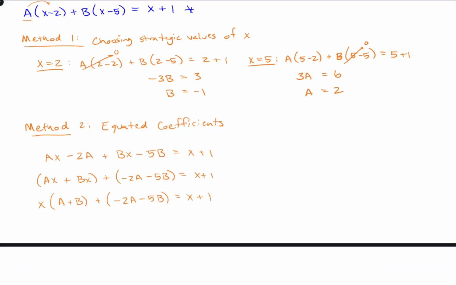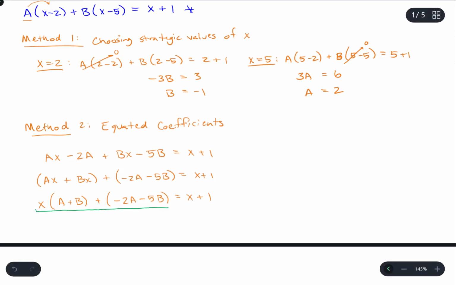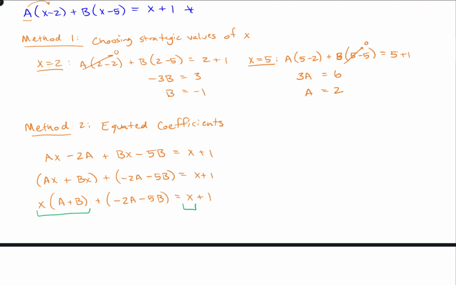Now the idea is, if you're trying to get this polynomial over here equal to this polynomial, then the only way that's going to happen is if the coefficient on the x term is equal to the coefficient on this x term. So what we would need is A plus B to be equal to 1, because the coefficient here is just 1.